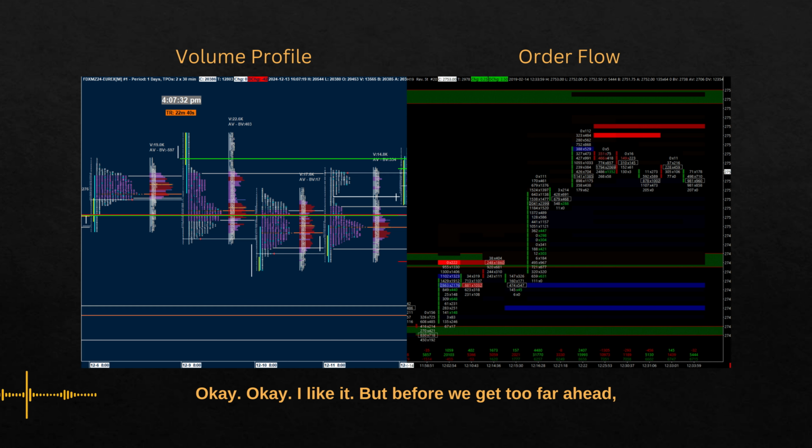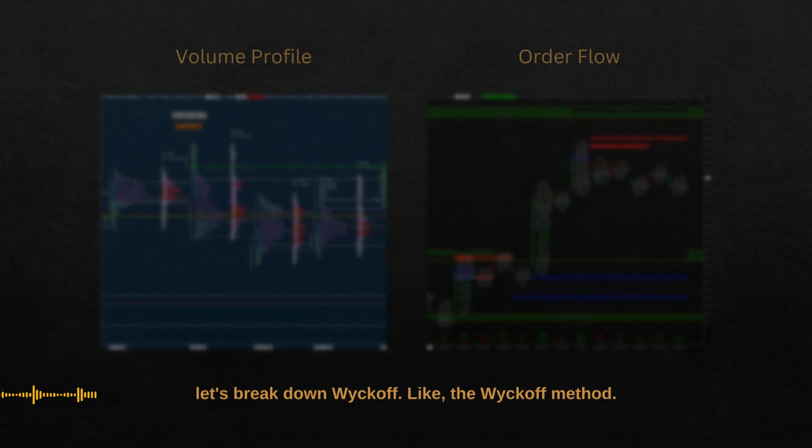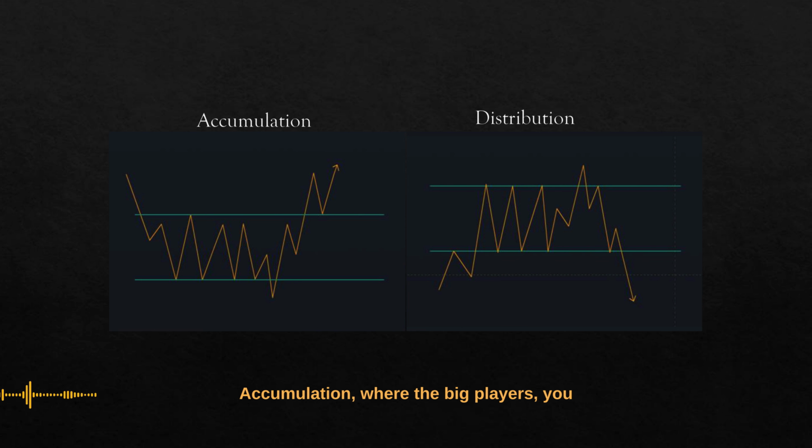Okay, I like it. But before we get too far ahead, let's break down the Wyckoff method, the basics. Because I'll admit, I'm a little fuzzy on some of the details. Well, the core idea is actually pretty simple. Markets swing between two main phases: accumulation, where the big players buy low, and then distribution, where they sell high. And Wyckoff basically created a way to see those shifts happening. So we're riding the wave the pros are making, not getting crushed by it.